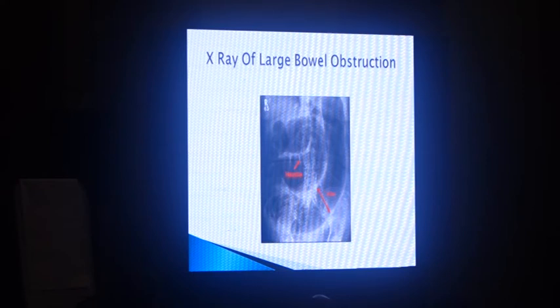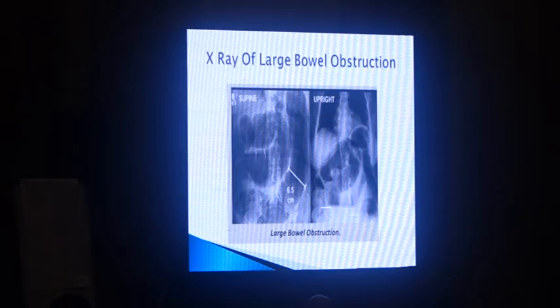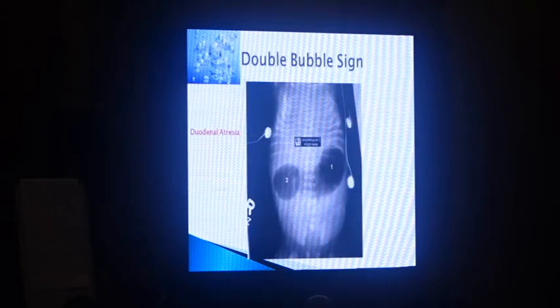So these mucosal folds are called haustra, 7 centimeter, large bowel obstruction. 6.5 centimeter, supine as well as upright skygrams, large bowel obstruction. In fact, I have not included the pediatric obstruction or pediatric skygram of the abdomen. But one should know, this is very important, particularly in neonates. This is called duodenal atresia, double bubble sign.